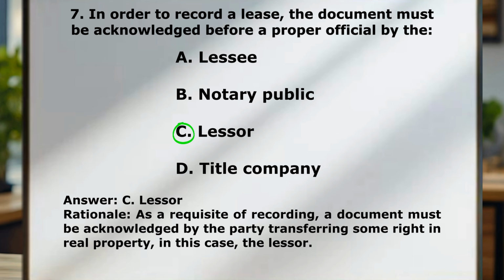As a requisite of recording, a document must be acknowledged by the party transferring some right in real property. In this case, that would be the lessor. So this question is another great example of just understanding definitions, right? If you don't know what a lessee is, a notary public, a lessor, or a title company is, you're going to get this wrong. Now, if you just know what each of those things are, then this question is an easy one for you.